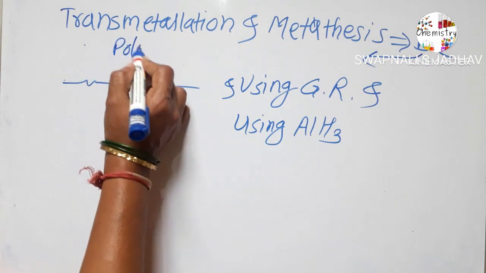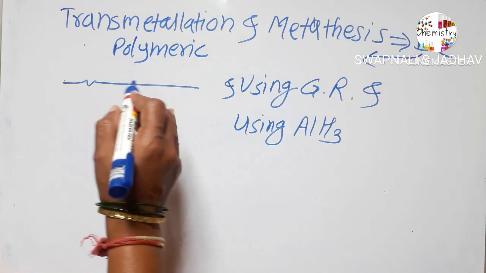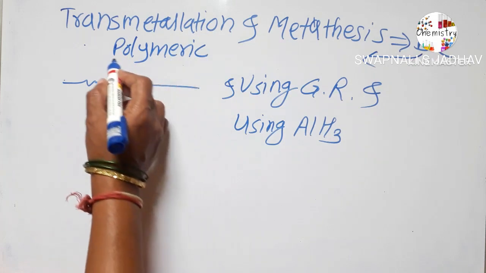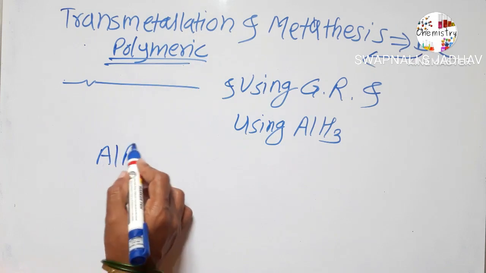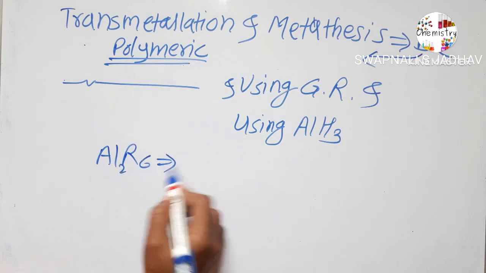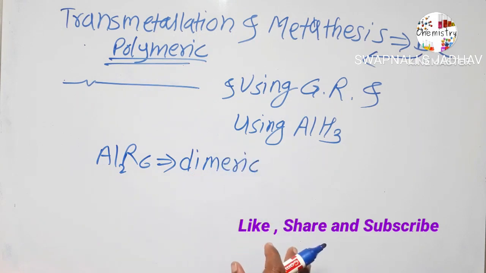And also we saw the structure of alkyl and aryl compounds of beryllium. It is polymeric in nature; we saw dimethyl beryllium structure in detail. And aluminium Al2R6 is dimeric in nature. Remember that. Okay.